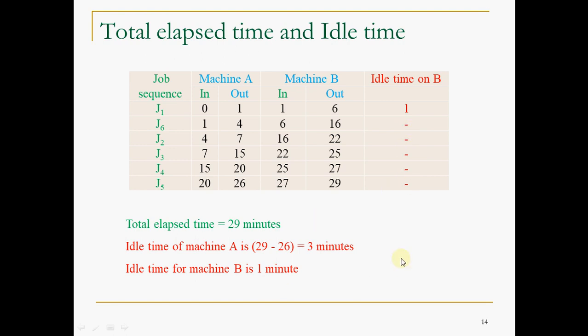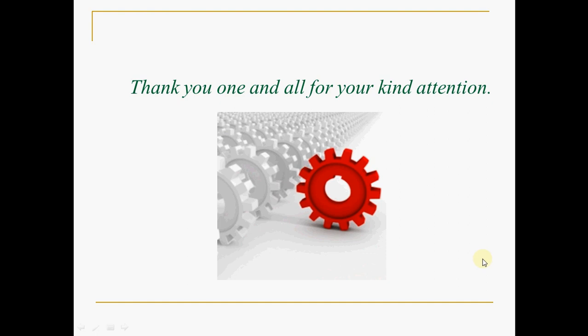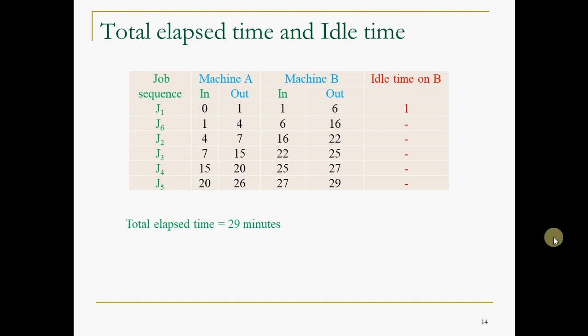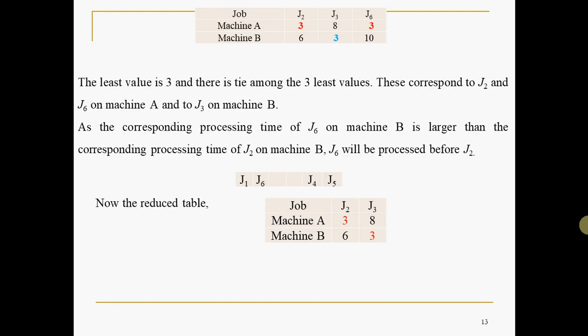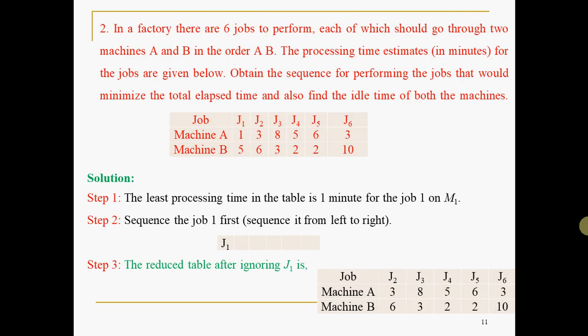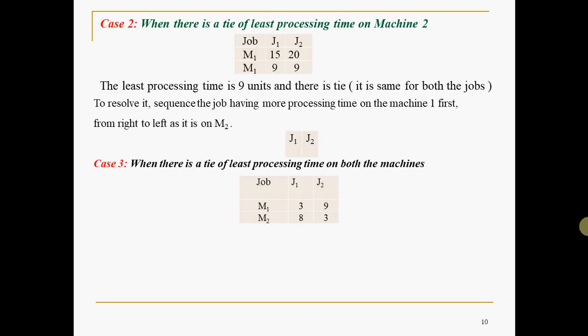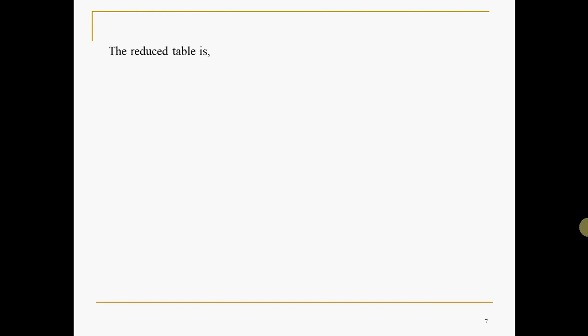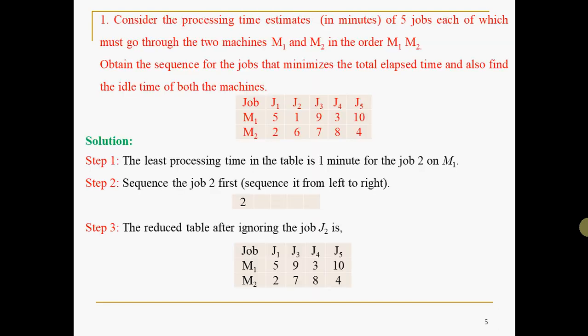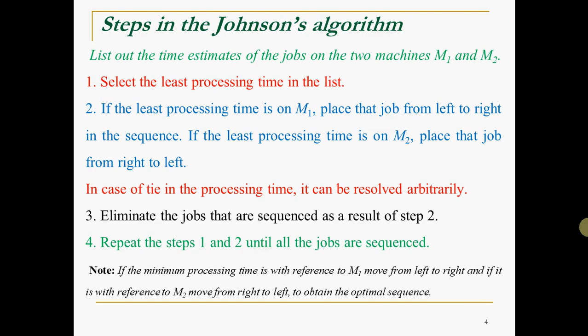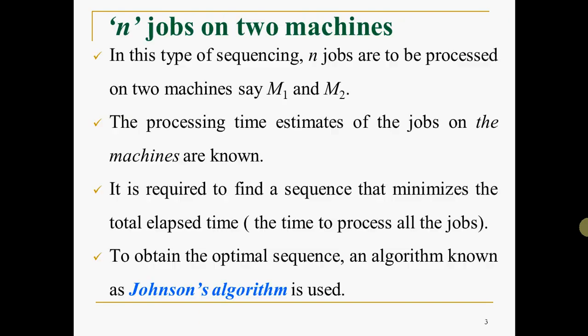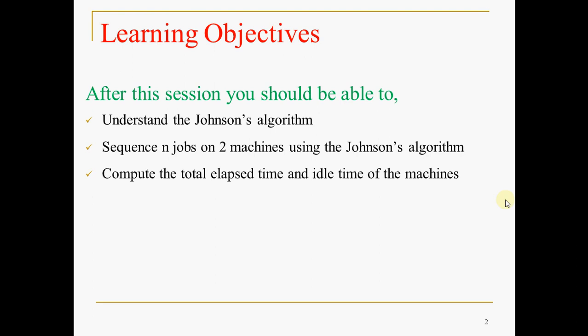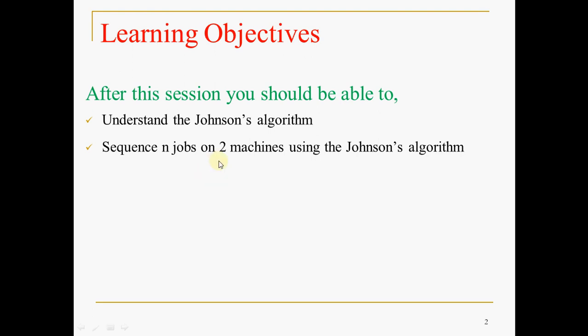So that's all about Johnson's algorithm along with its special cases, how to sequence n jobs on 2 machines, as discussed, along with the computation of total elapsed time and idle time of the machines. Coming to the learning objectives, they were to understand the outline of the sequencing problem, that is the n jobs sequencing problem using Johnson's algorithm. I'm sure that you have certainly met the learning objectives.